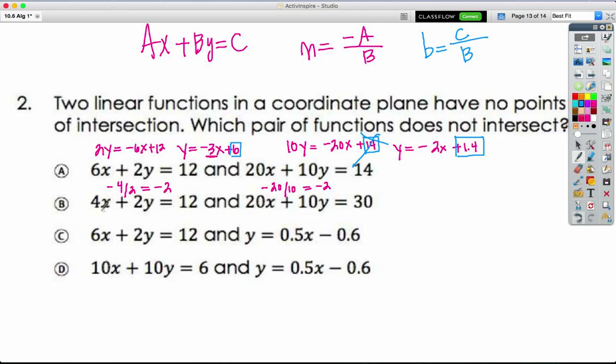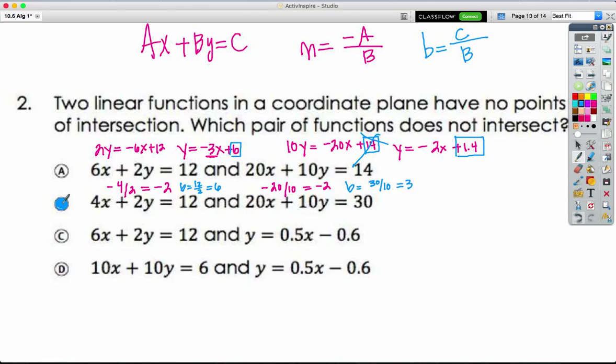So the y-intercept, when they're in standard form, can be found by the constant divided by the coefficient of the y. So if we're trying this shortcut on option B here, we would have that the y-intercept can be found by 12 divided by 2, so it's 6. For this particular version, the y-intercept could be found by 30 divided by 10, so it's 3. So for option B, I just found out that they have the same slope, but they have different y-intercepts. So these are going to be parallel lines.